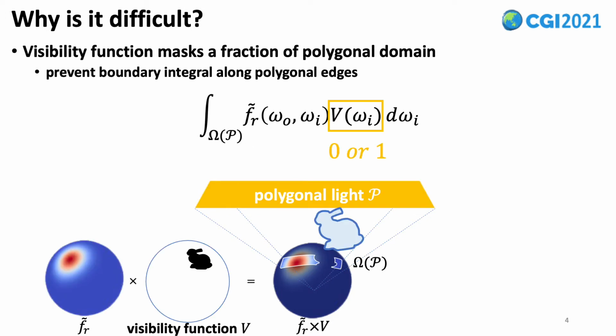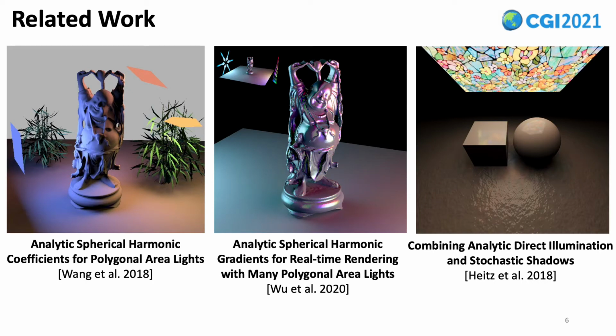To render shadows, however, the visibility function V must be considered, and it can mask a fraction of the integral domain, as shown in this slide, making it difficult to apply the boundary integral along the polygonal edges. Previous methods use spherical harmonics to represent the visibility function or stochastic sampling with denoising to render shadows from polygonal light sources.